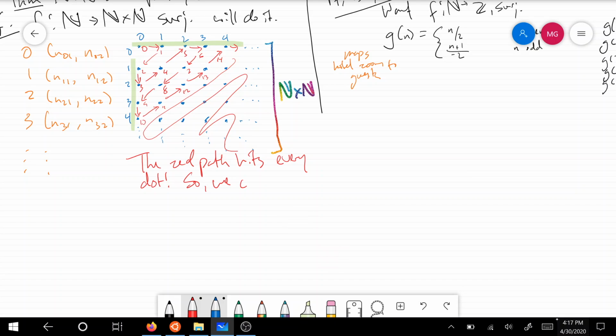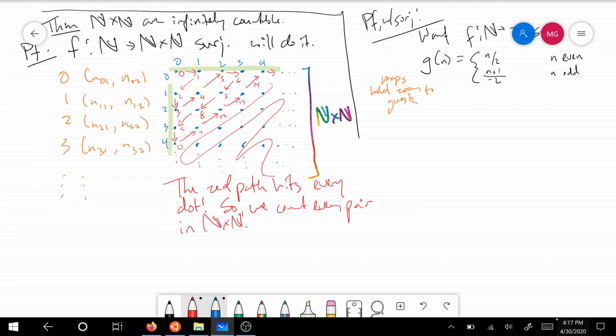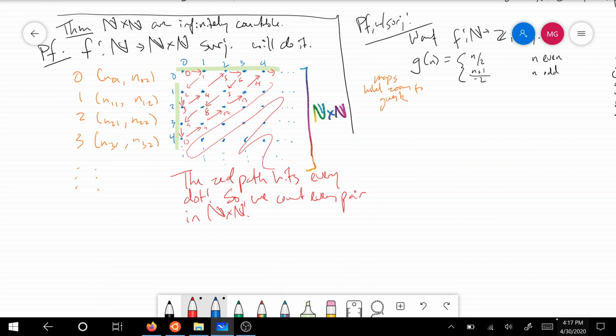So we count every pair in n times n. One thing that Gerrit did was he sort of formalized this. You can write down this path as a function. It is, needless to say, a little bit annoying, but you can totally do it. It's called the contour pairing function, and it just takes some thinking to set it up right. I'm not going to write it down here because the details aren't important. What's important is the recognition that we just collapsed two infinities into one.